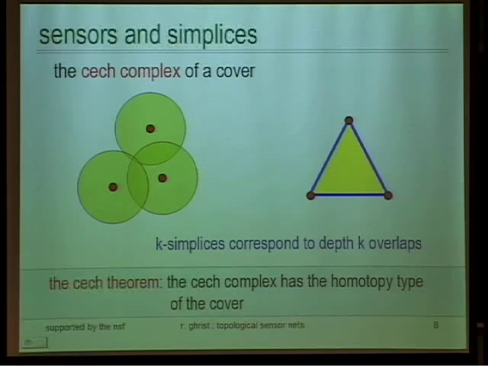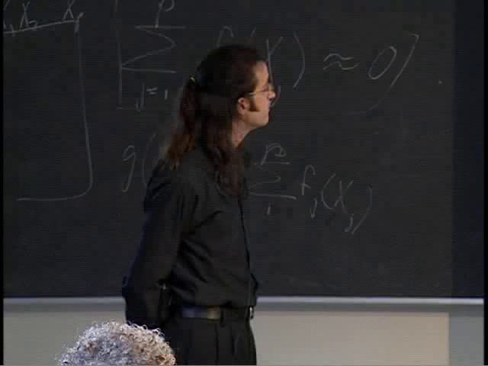And the theorem that's been known forever and ever and ever is that this simplicial complex has the same topology as the union of these disks. And I'm assuming that these disks overlap in a nice way. So let's say they're convex. I mean the same homotopy type. So in particular, the same homology. But it's actually a lot stronger than that.